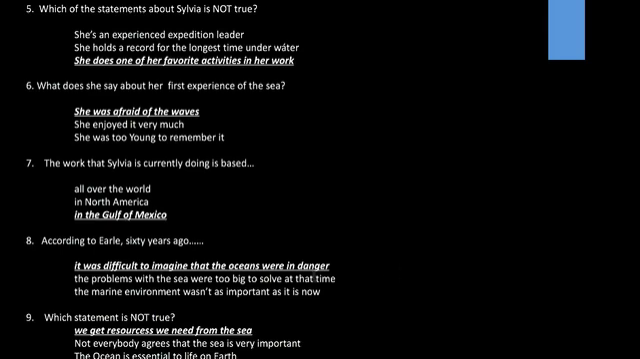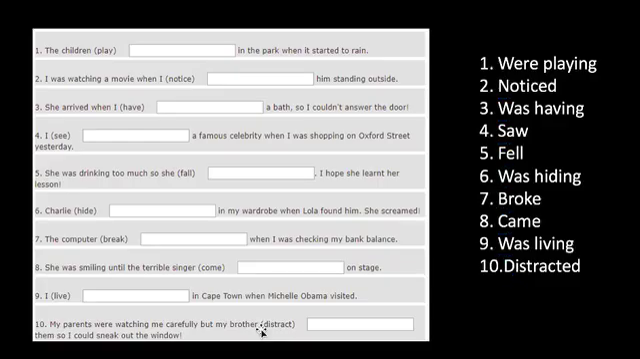Okay, the answer: we get resources we need from the sea. Then, if you remember, we had an exercise about past simple versus past continuous, right? So if you check, we have this little box, and you need to complete it with the verbs in brackets, using the proper tense. So for number 1, we have there play.